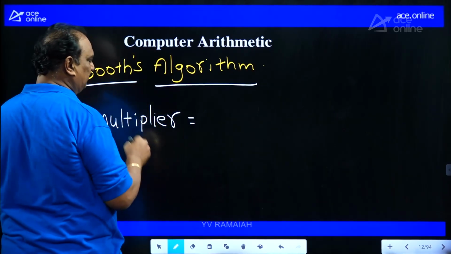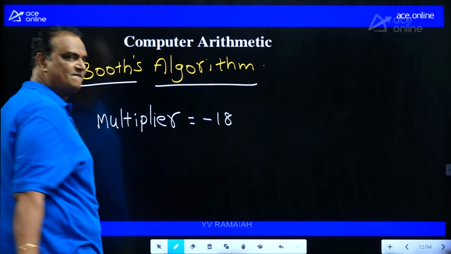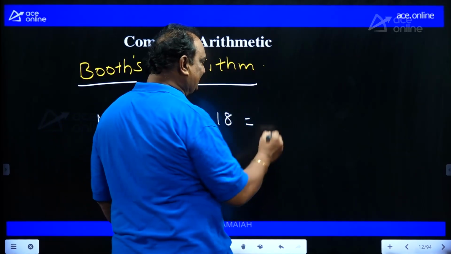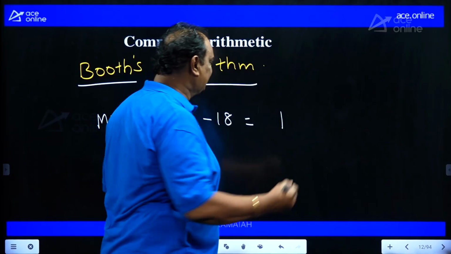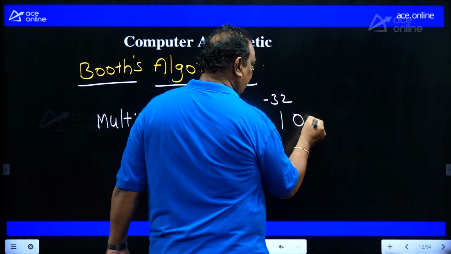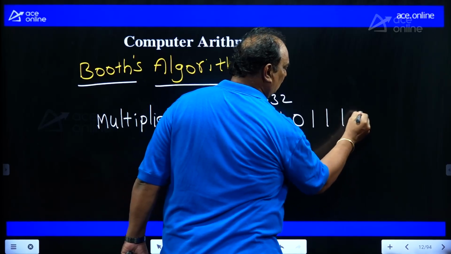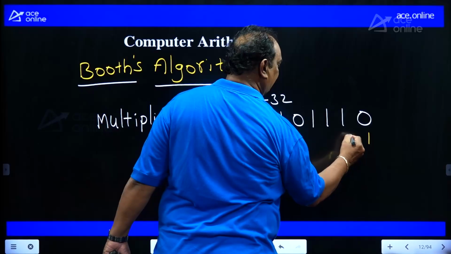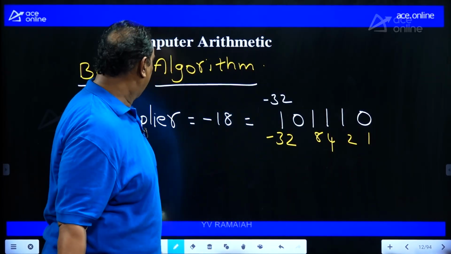Suppose it is minus 18. First, find the binary value for the same. Now, minus 18 can be written as minus 32 plus 14. Minus 32, 16 is not needed. Next, 8, 4, 2, 1. If you have any doubt in this, 1, 2, 4, 8, 16, minus 32, the answer is nothing but minus 18.